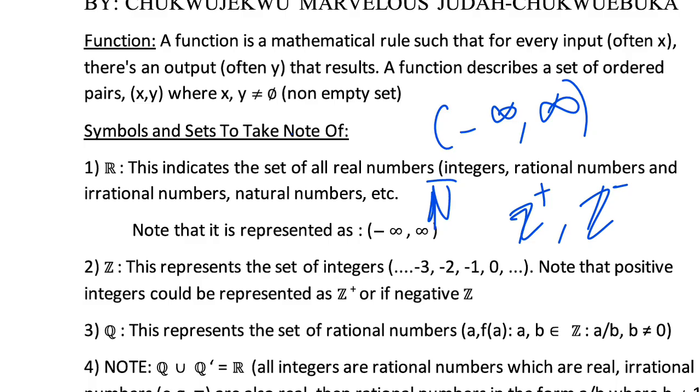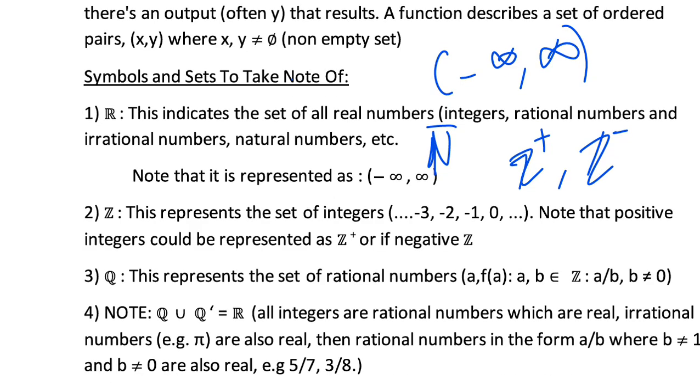So another thing to take note of is that the union of rational and irrational numbers is going to give you the set of what? All real numbers, because the Q, which represents rational numbers, is made up of integers. Integers are rational numbers. For example, 5 can be written as 5 over 1. It's still a rational number, right? Integers are rational numbers, and then including the other ones like 5 over 7, 3 over 8, and so forth, which are real. Then union Q prime. You know what prime means? It complements, right? So the union of the rational and the irrational numbers will give you the set of all real numbers that exist.